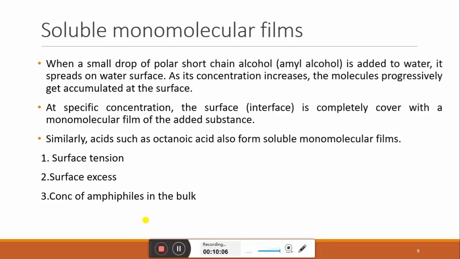What is the meaning of soluble monomolecular film? When substances are added into water, they spread on the surface. As the concentration increases, molecules progressively accumulate at the surface. And at a specific concentration, the surface is completely covered with a monomolecular film of the added substance, and they start absorbing into the bulk. So what is the practical application of soluble monomolecular film?